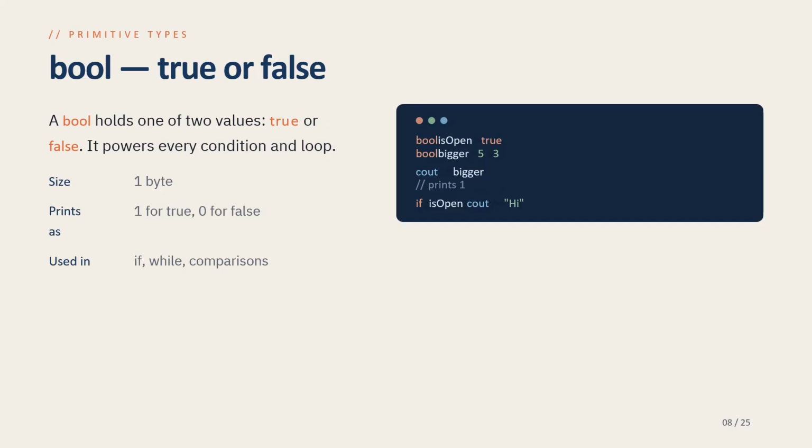Next is the bool data type. This stores only two possible values, either true or false. It plays a very important role in decision making and looping statements. Internally, true is represented as 1 and false as 0. Whenever we use conditions in an if statement or while loop, the result is always a Boolean value.